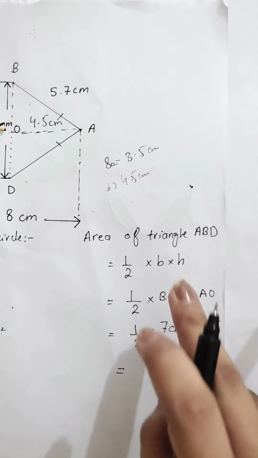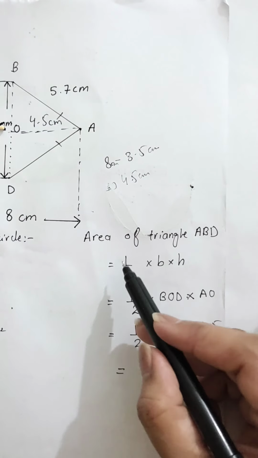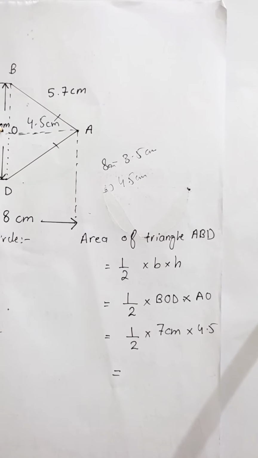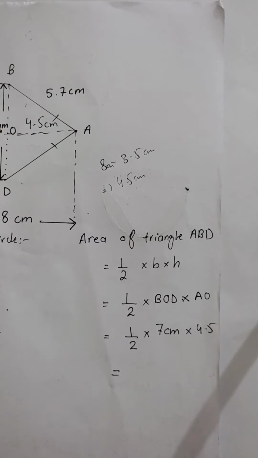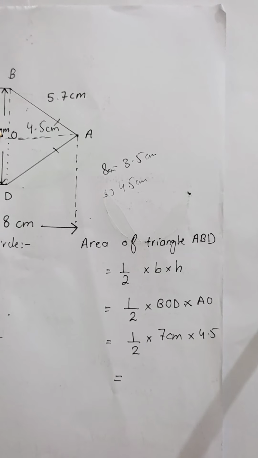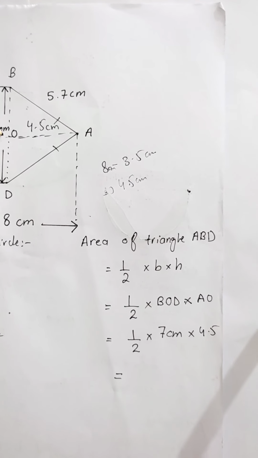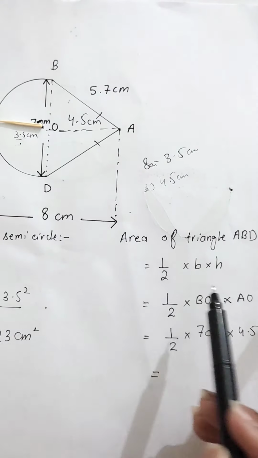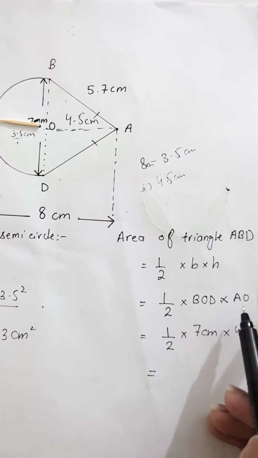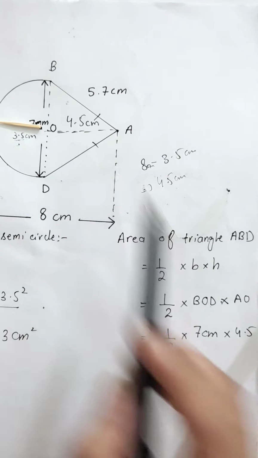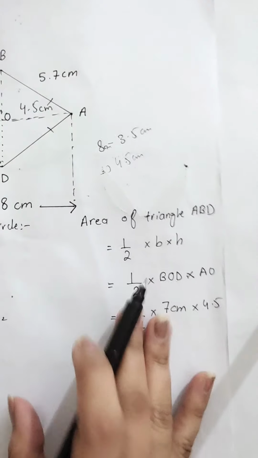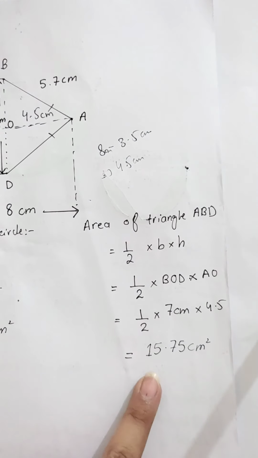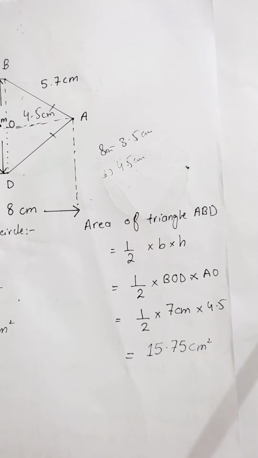Now putting the values, area of triangle ABD: 1/2 b multiplied by h is the formula to find the area of a triangle. Now we will put the values: 1/2 BD, BD is the base, multiplied by AO, AO is the height. 7 multiplied by 4.5. After simplification, you will get the answer 15.75 centimeter square.